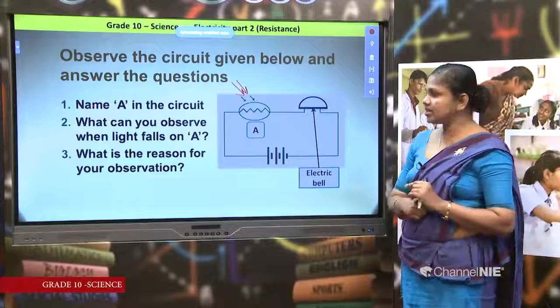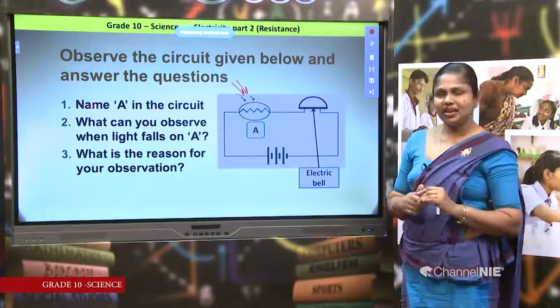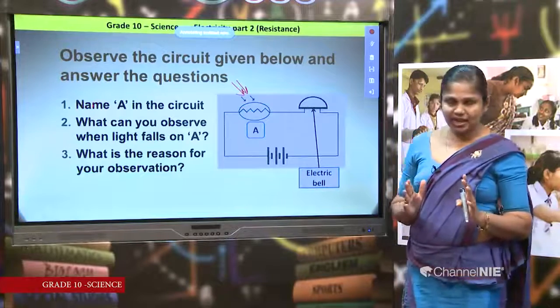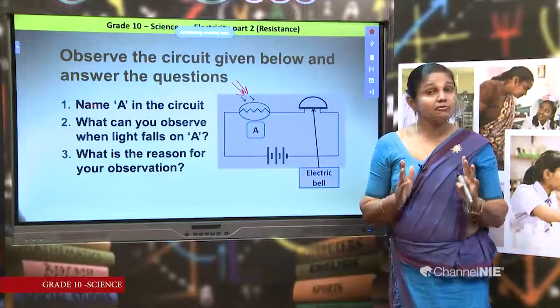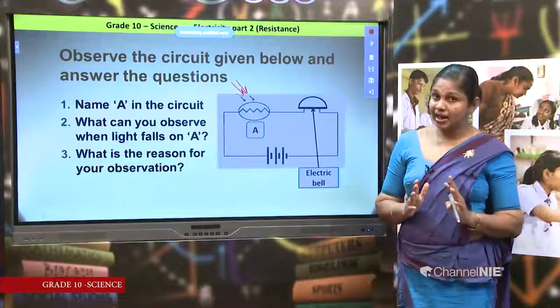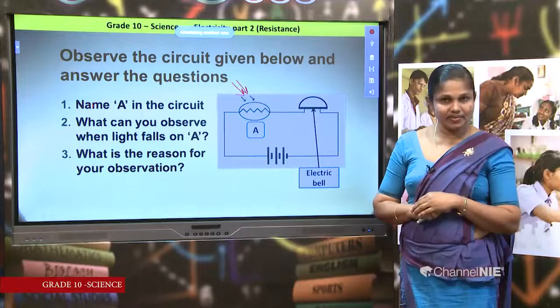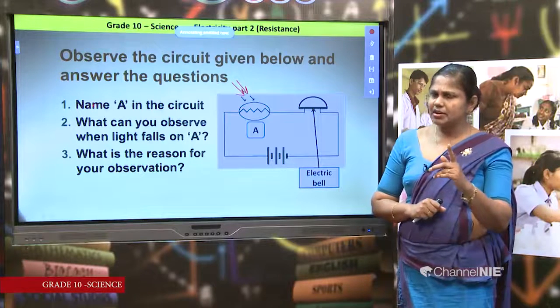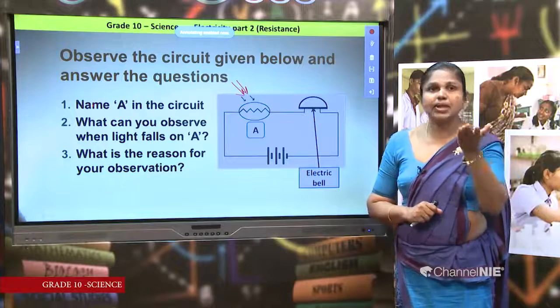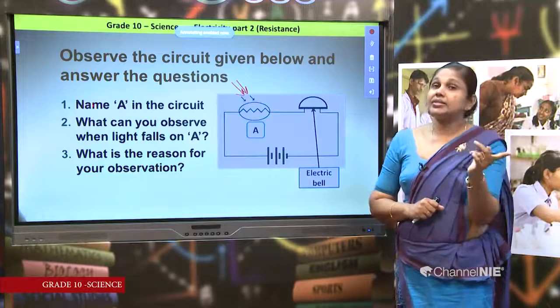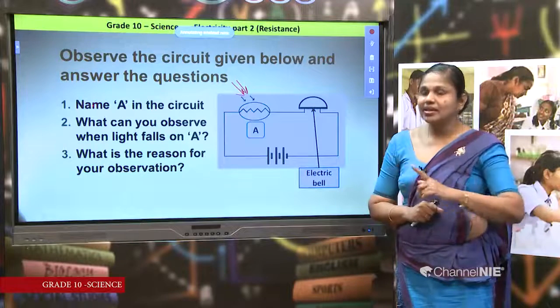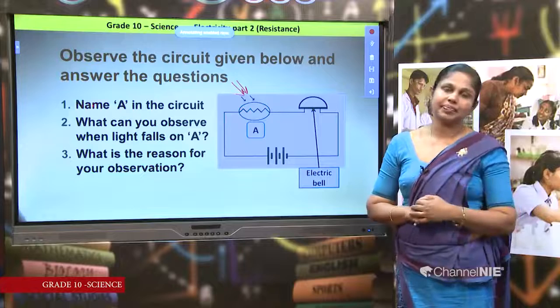What is the reason for your observation? As the reason you have to tell, when light falls on the LDR, its resistance decreases. Due to the decrease of resistance, current flow increases, and as the current flows, the bell works.